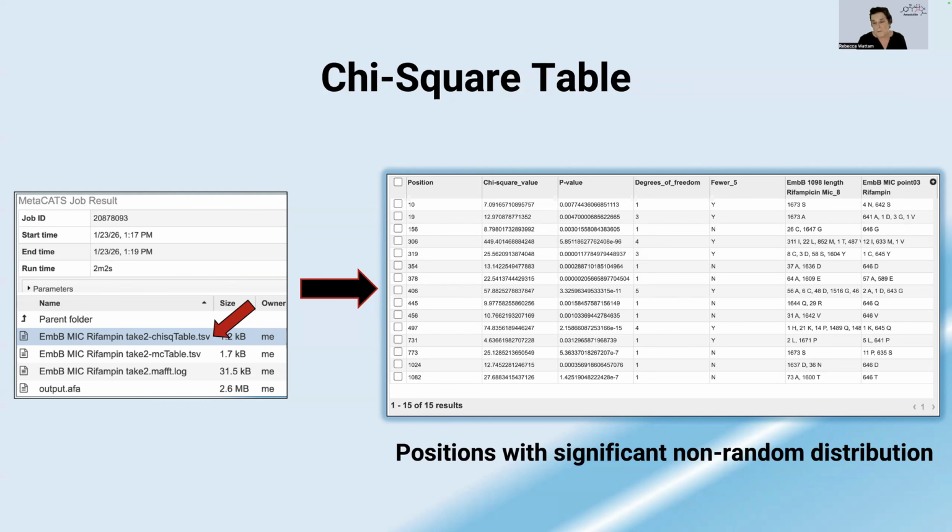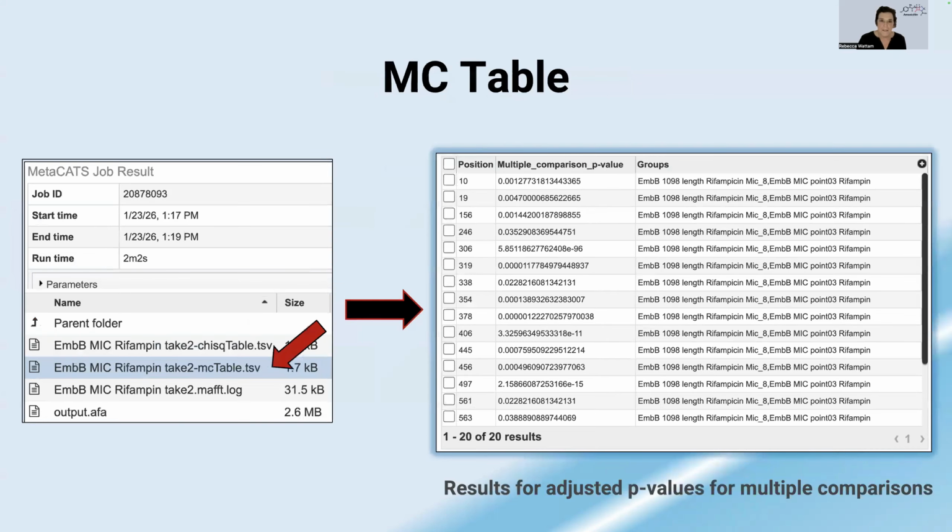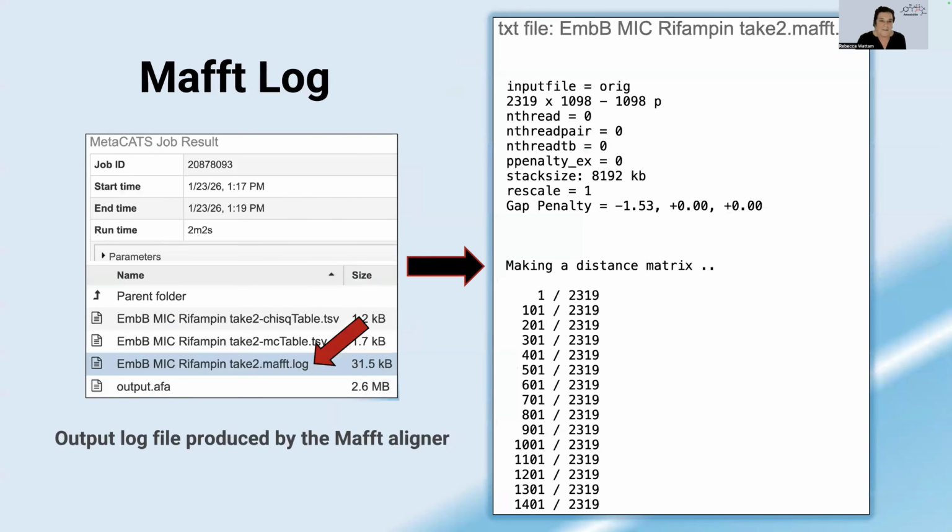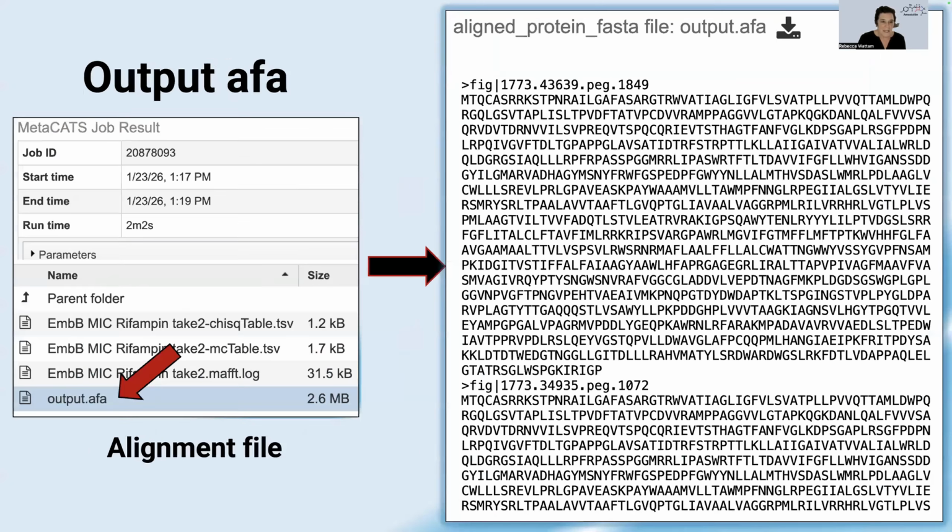You can do more groups than that at a time. It gives you a MC table, so the multiple comparison p-value, so that you can look specifically at the p-value associated with each of those positions. It gives you a math log. We've talked about this before. It's just stepping through what the tool did as it ran through the alignment series. And it gives you an output, which in this one is an AFA file that's showing the aligned proteins.